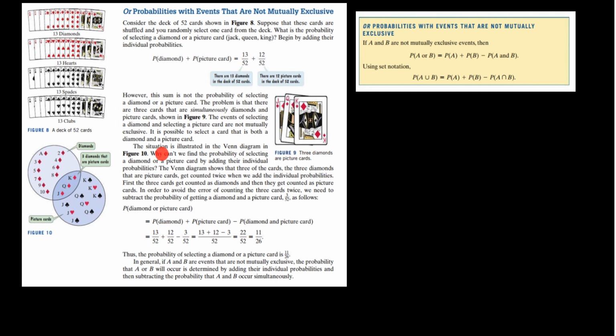Now here's where our notation really helps us out. We then subtract the intersection of A and B. In our case, A is diamonds and B is face cards. There are 3 face cards in the diamond suit: Jack, Queen, King. So I'm going to subtract that set. And that makes sense, because if I just added the probability of drawing a diamond plus the probability of drawing a picture card, 13 over 52 plus 12 over 52, that's 25 over 52.